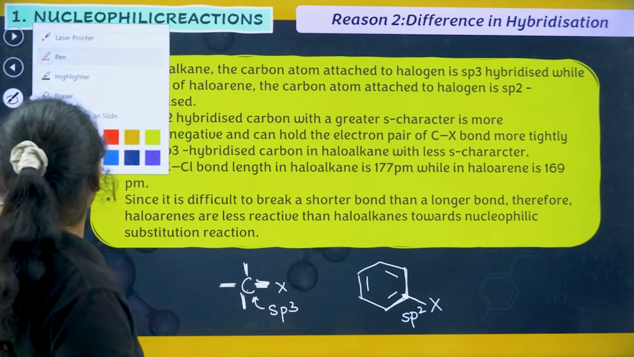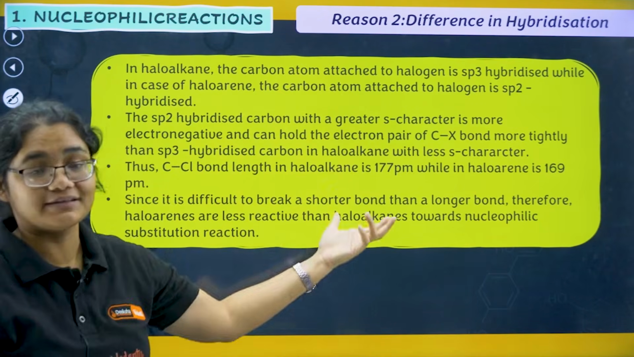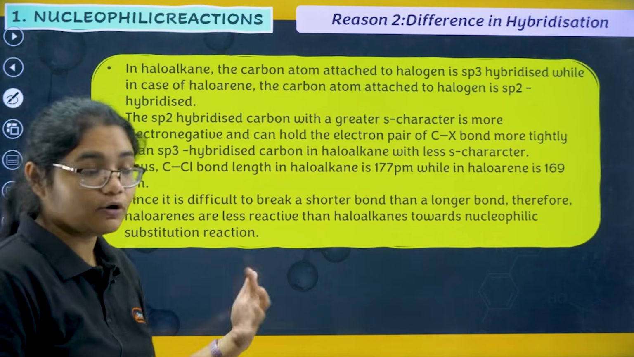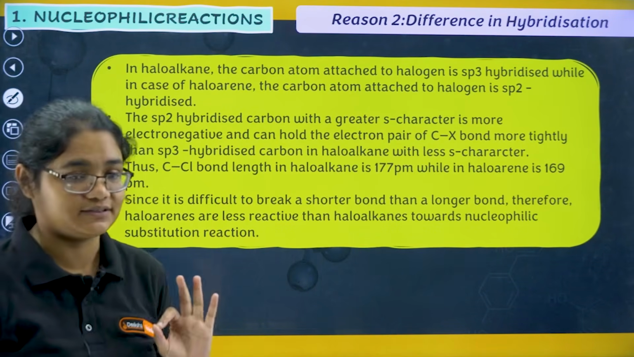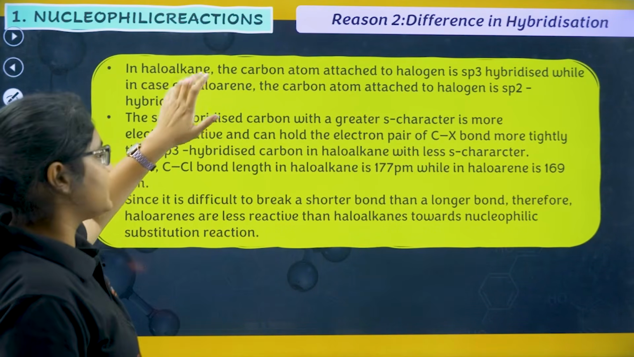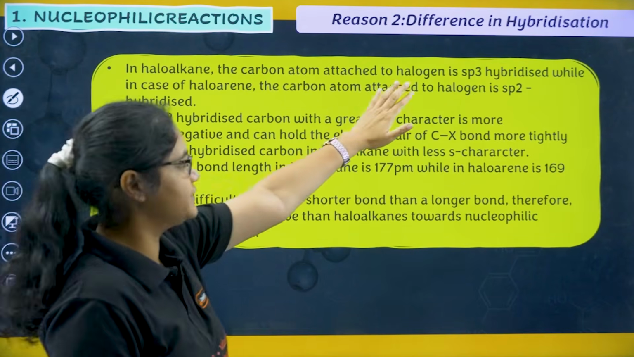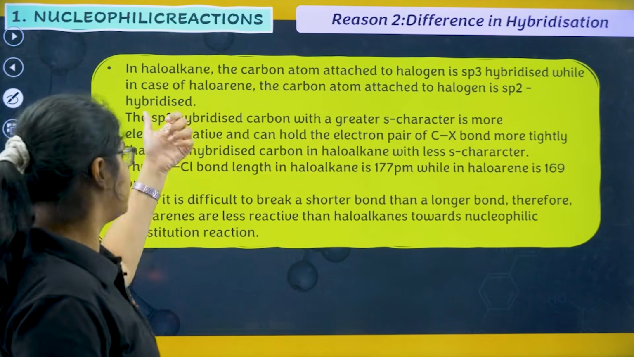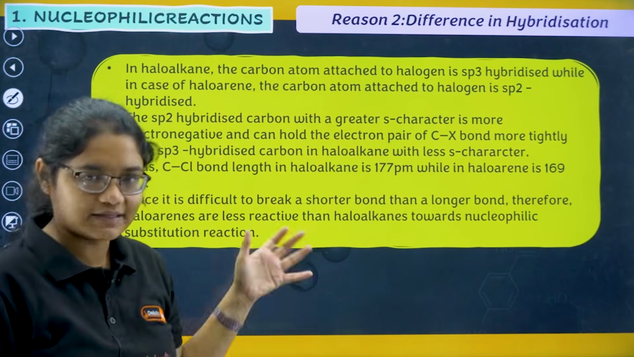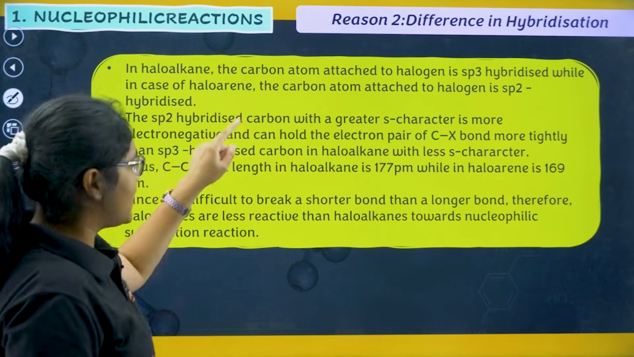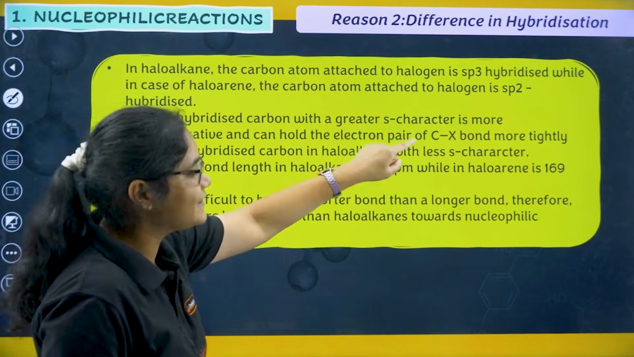So now let's see what happens due to the difference in hybridization. What are the consequences of the difference in hybridization? In haloalkane, the carbon attached to the halogen is sp3 hybridized, while in haloarenes, the carbon attached to the halogen is sp2 hybridized, that we have seen. The sp2 hybridized carbon has a greater s character.